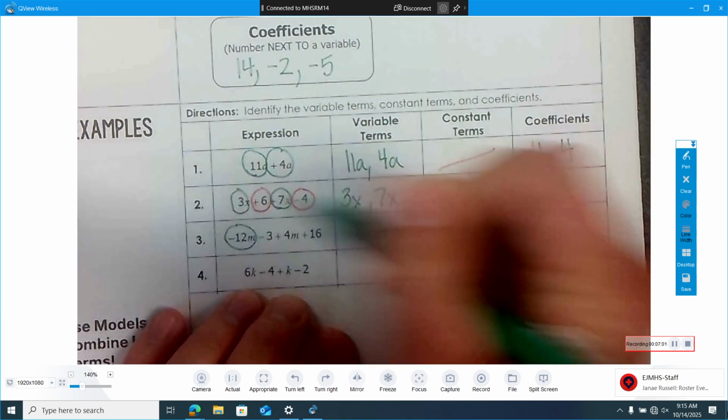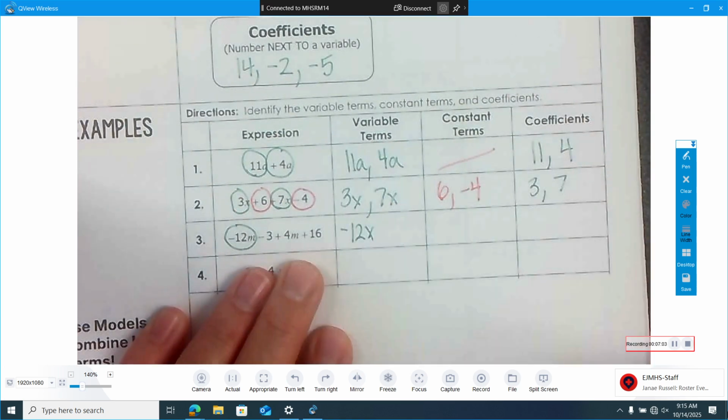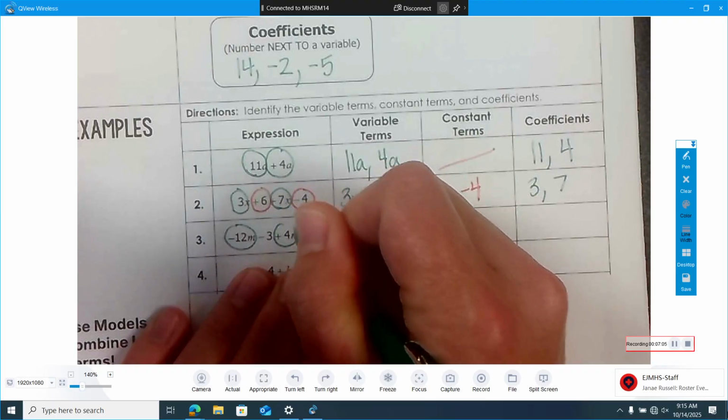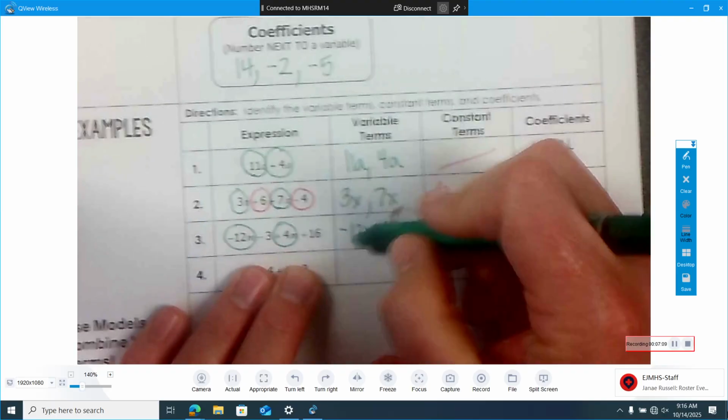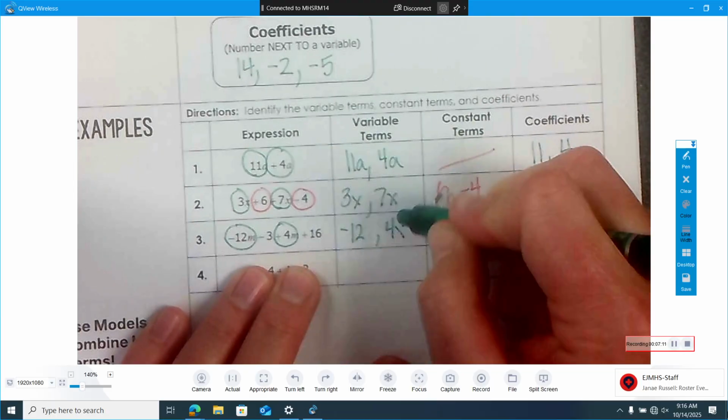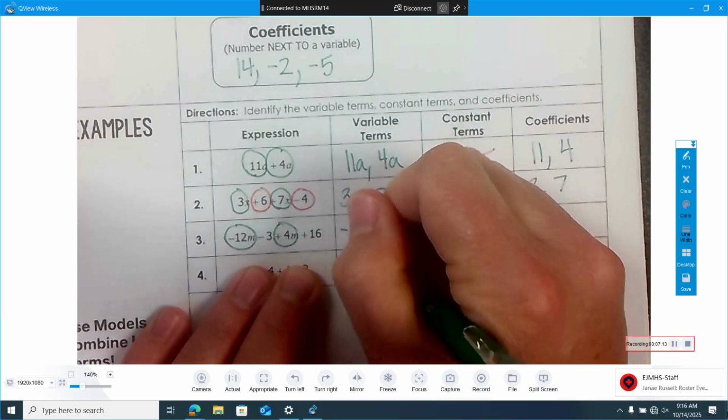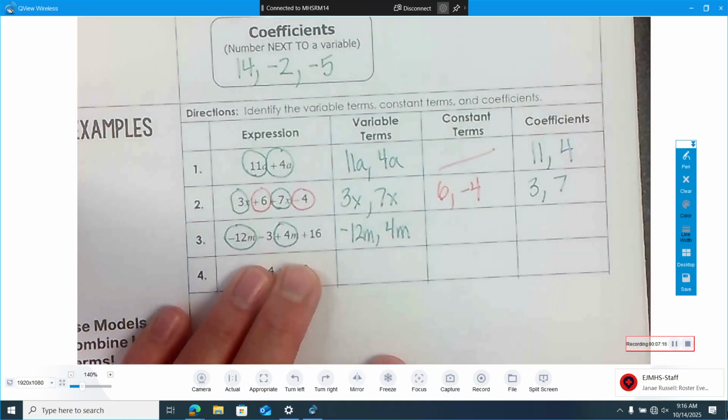Number 3. What are our variable terms? Negative 12m. Very good. I love how you included the negative there. And positive 4m. I love how you're saying the signs first. Oh, I wrote an X. I should be writing an M. Silly me. All right. Negative 12m and positive 4m.